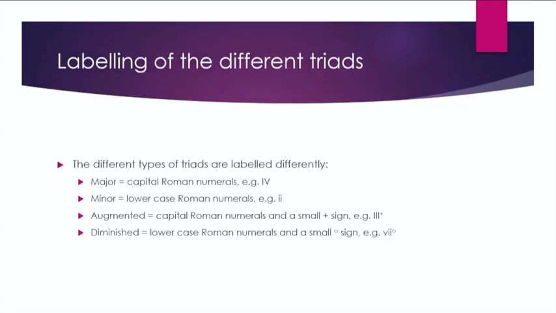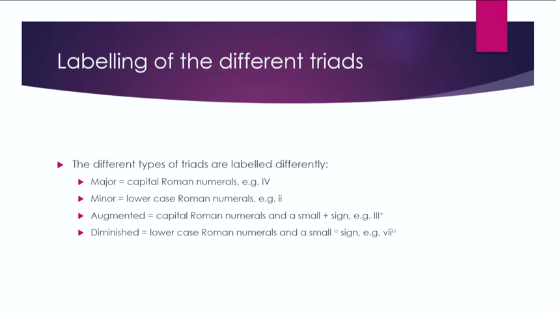The different types of triads are labeled differently. So in Western classical music, a major triad is always written with Roman numerals in capitals. If you look at the screen now, you'll see I've used chord 4 as an example. Chord 4 written in capitals means that it's a major chord. If the chord is minor, we write it in Roman numerals in lower case. So you'll see the example there, 2.